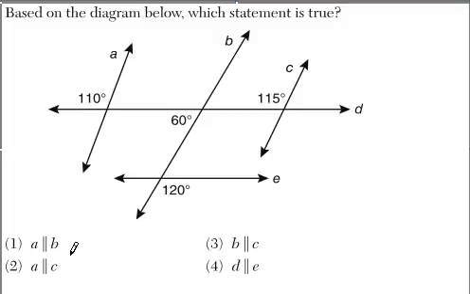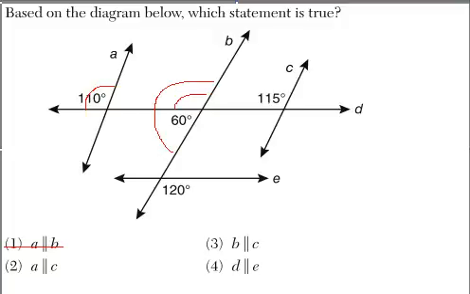Let's consider the first set, A and B. We have line A, line B, and transversal D. If those lines are parallel, then this angle and this angle should be congruent as corresponding angles, and this whole angle over here should be equal to 180 degrees. Now 110 plus 60 is not going to be equal to 180, which means number 1 is incorrect.